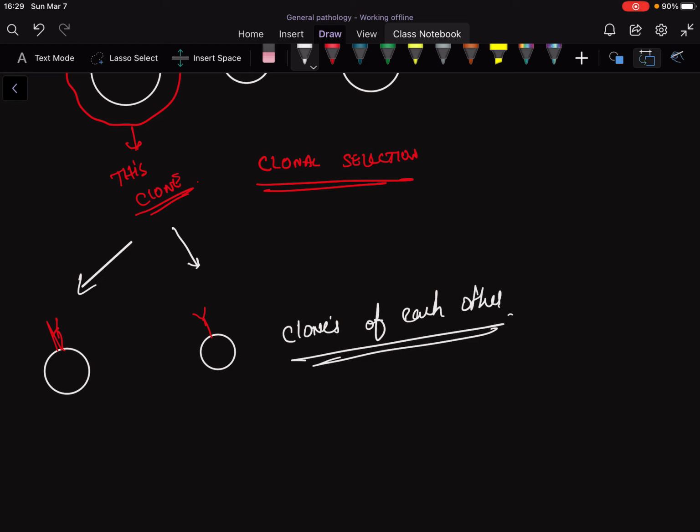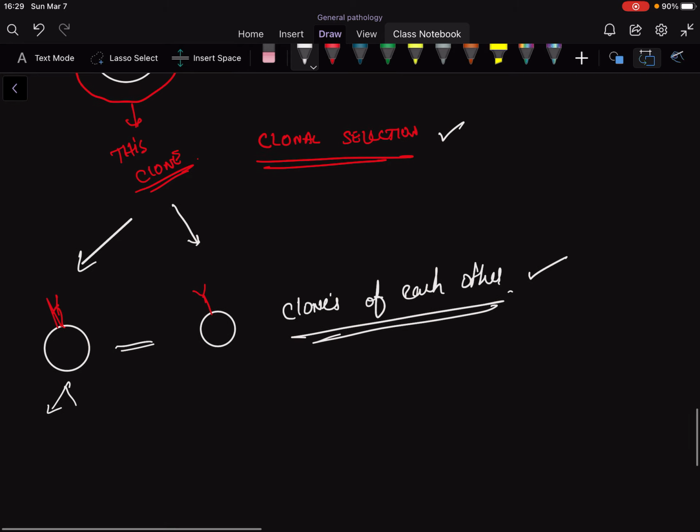Okay, so that was about clonal selection, and these are the clones of each other, and the cycle goes on. There will be a lot of proliferation going on, and there are many daughter cells against which the coronavirus will fight.